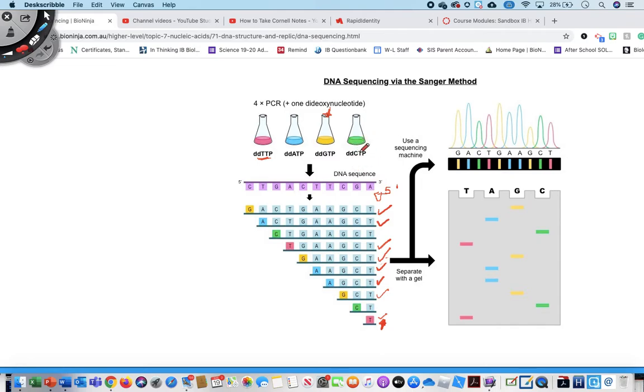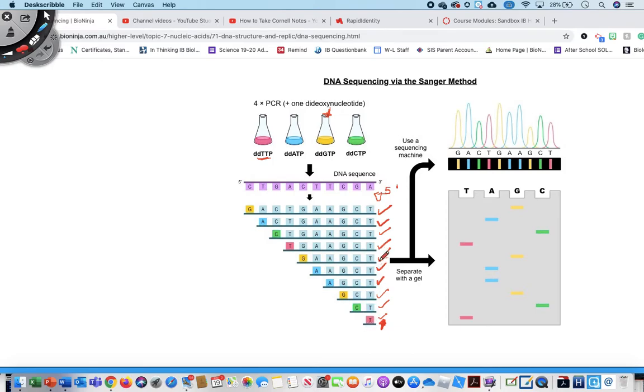And then with my ddCTP mixture, here's going to be my first fragment when C reaches G and it stops. And then my other fragment right here when my C reaches G and it stops. So that's 2 fragments. So here are all my fragments for this DNA sequence. So I have a total of 1, 2, 3, 4, 5, 6, 7, 8, 9, 10 fragments.